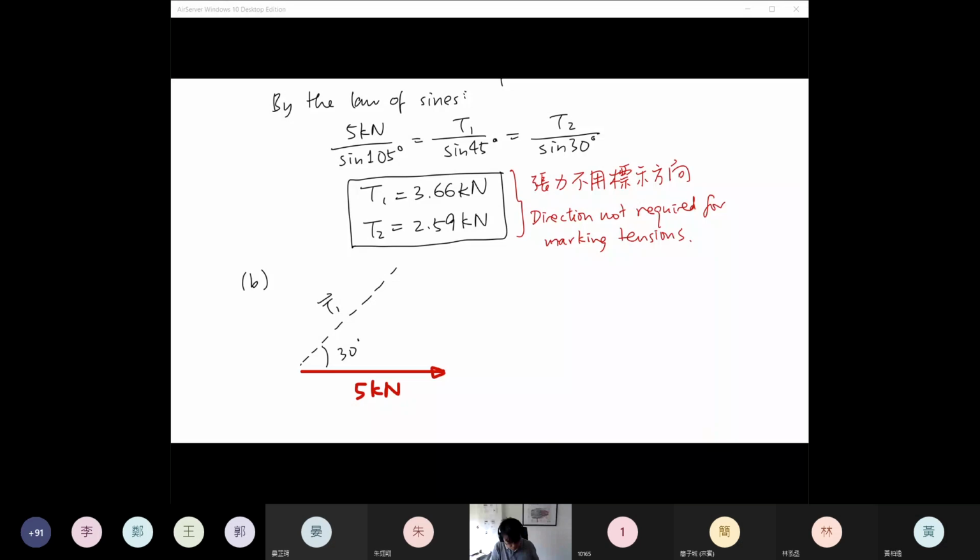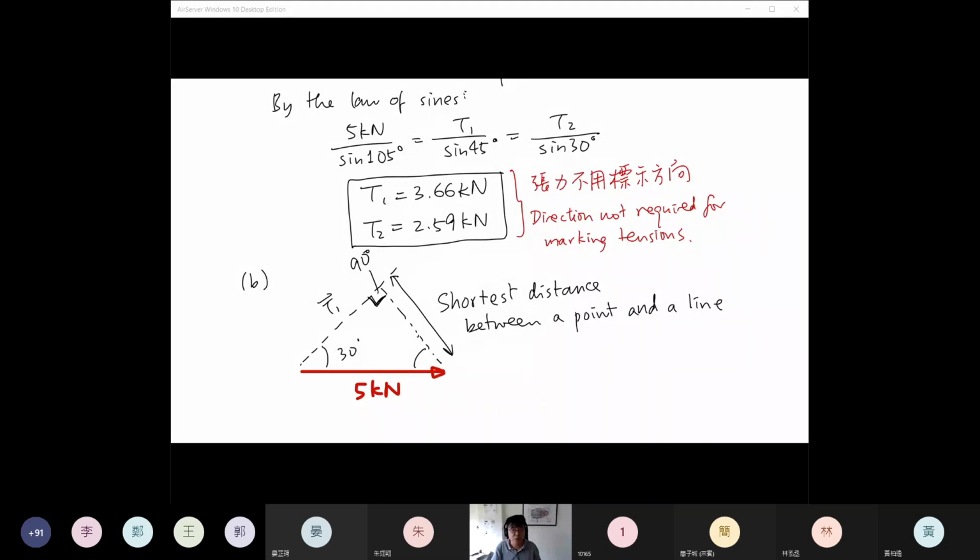So what do we know from mathematics? The shortest distance between a point and a line is when this one is 90 degrees, right? So if the angle I mark is 90 degrees, how much is this one?